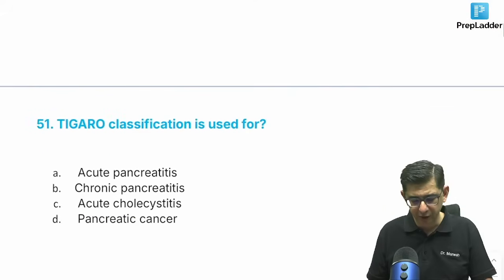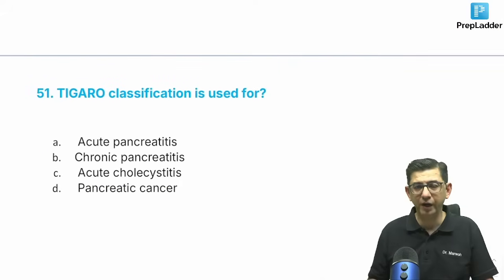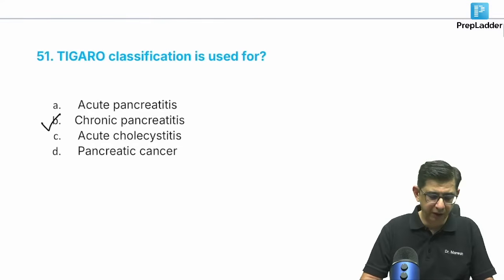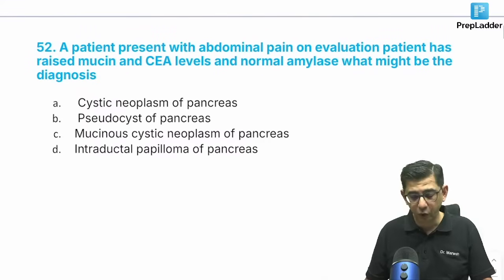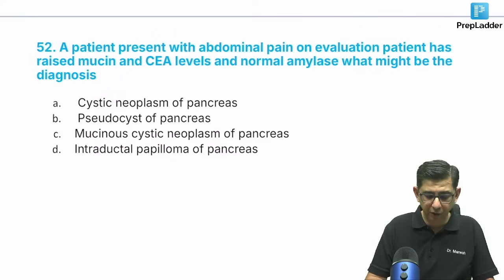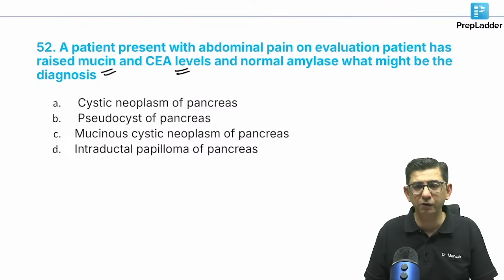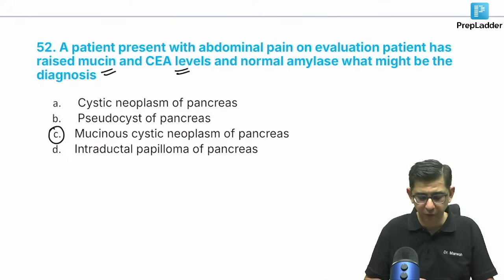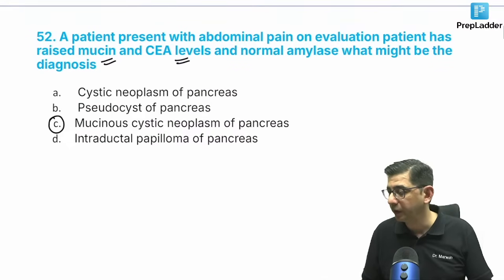superficial partial thickness burn. The Figaro classification, I had to look up, that would be chronic pancreatitis. But some of them could be worked out by logic, like the 52nd one, where there is going to be raised mucin. He himself is giving a hint. CA is related to the intestinal tumors anyway, and mucin is elevated with normal amylase. So that goes in favor of a mucinous cystic neoplasm of the pancreas.